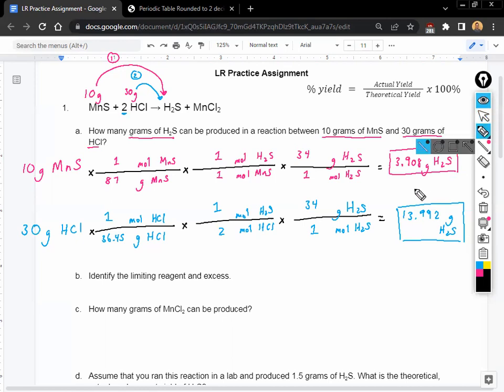Yeah, the smaller number. You want to pick the smaller number, which is going to be 3.9. So even though we could make about 14, we never get there because once we get to 3.908, we're going to run out of the material that makes it. So our limiting reagent right here is going to be MnS because we run out of MnS as soon as we get to 3.9. So we can only make the smaller number, 3.9 grams of H2S, which means that the excess, the chemical that we have left over, is going to be HCl. Okay, and there you go. That's how you can do part A and B at the same time after you do your stoichiometry.